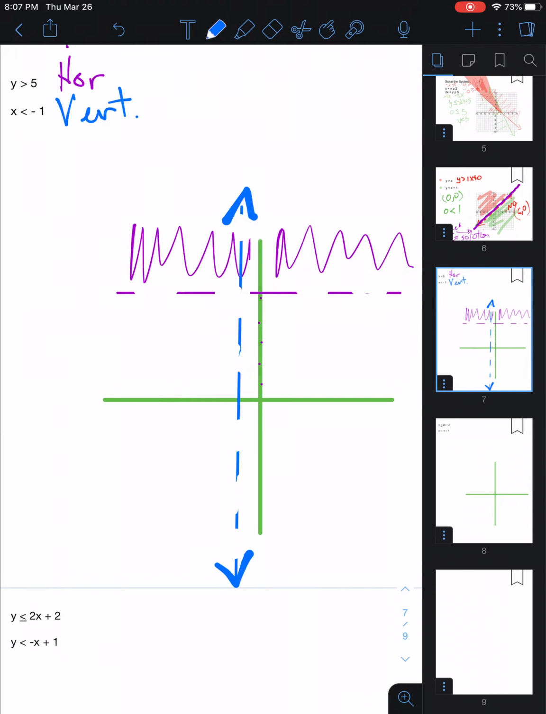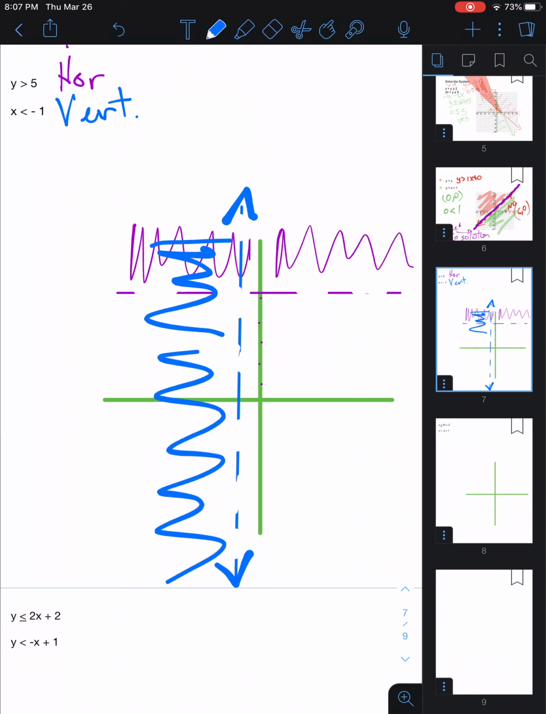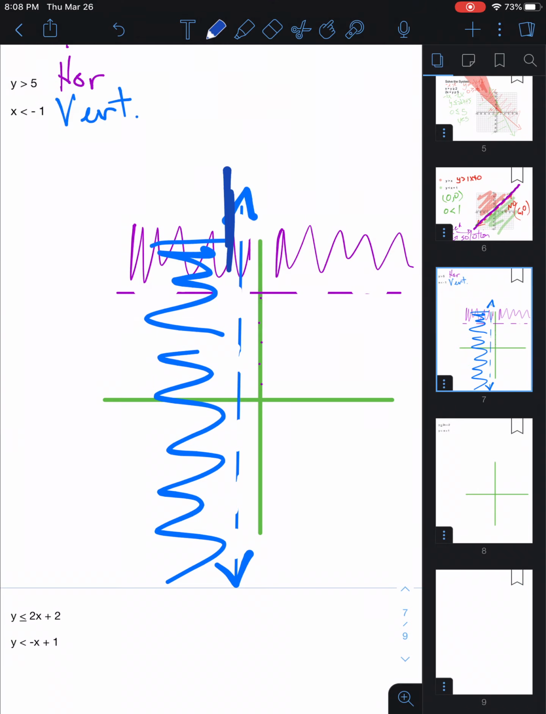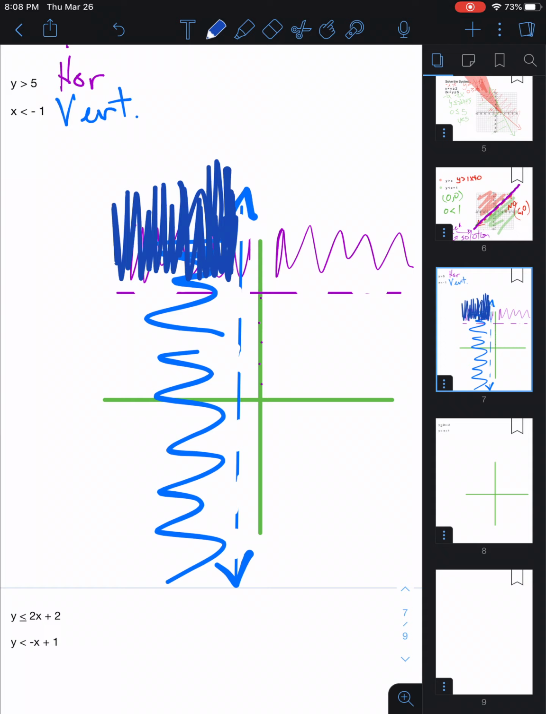And the shading of it is less than, so that's going to be on this side. Okay, well you can already see where they overlap. They overlap in this region. Now, again, these are dotted lines, so the points that are on the blue and on the purple line are not included, but the region that they border is.